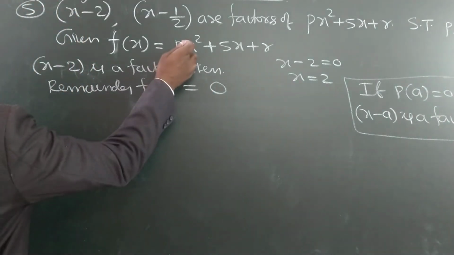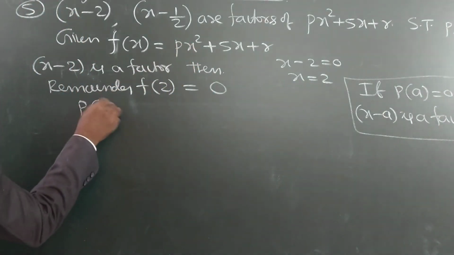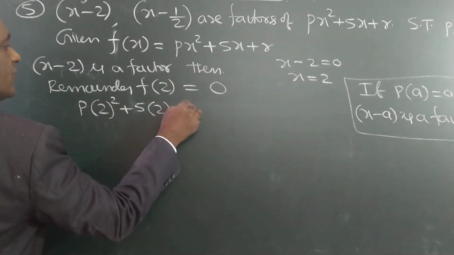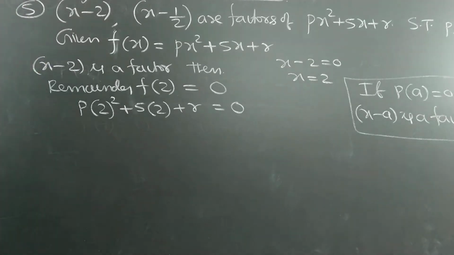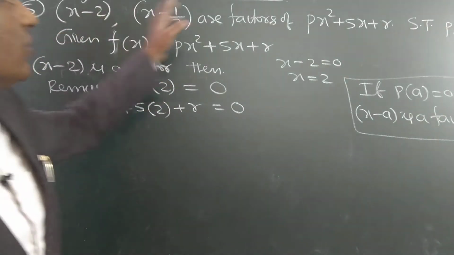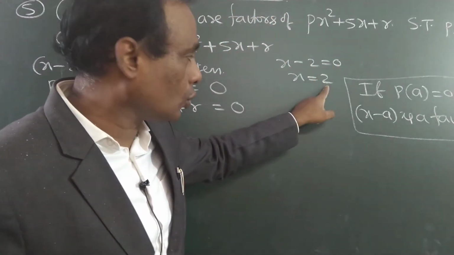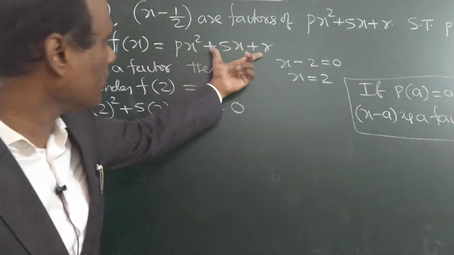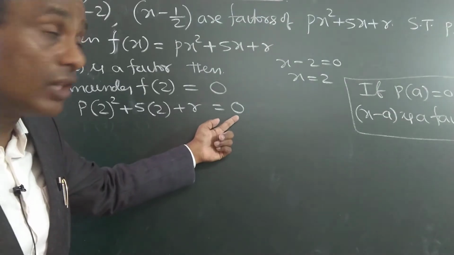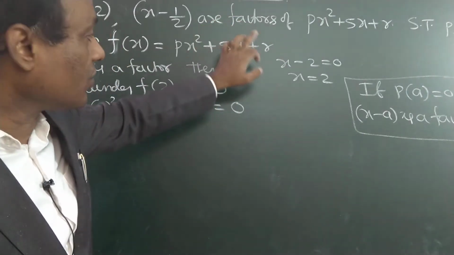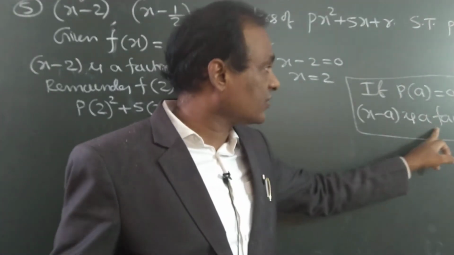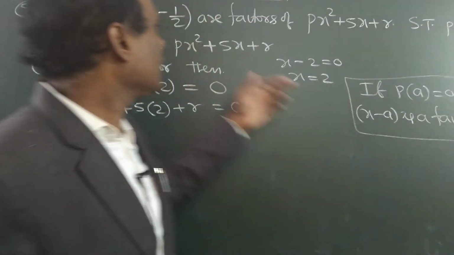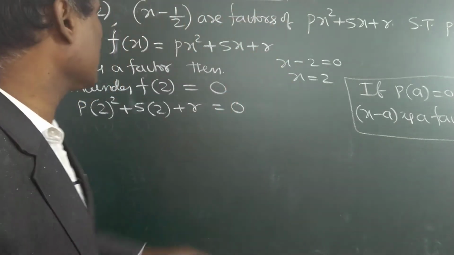So let us find f of 2: p times 2 square plus 5 into 2 plus r is equal to 0. See here, x minus 2 is a factor means x is equal to 2. If you substitute x is equal to 2 in this polynomial, the answer should be 0. Why should it be 0? Because for a factor it is always 0. Then only it is called a factor. If it is not 0, it is not a factor. It is clearly given that it is a factor, so the remainder should be 0.